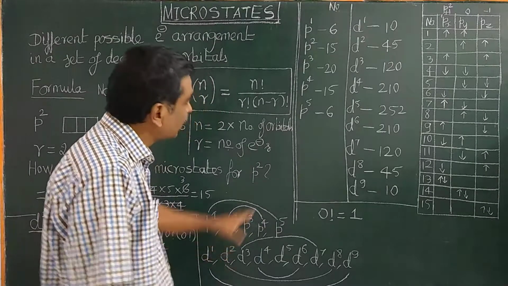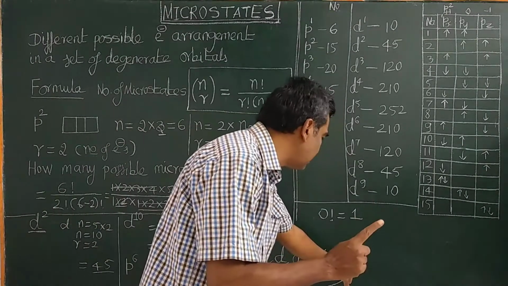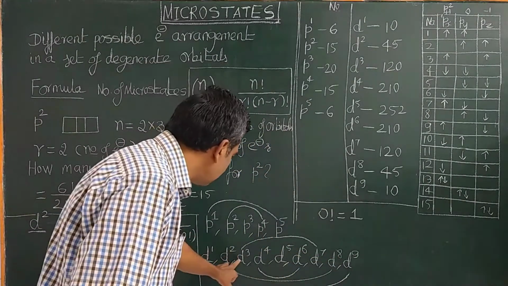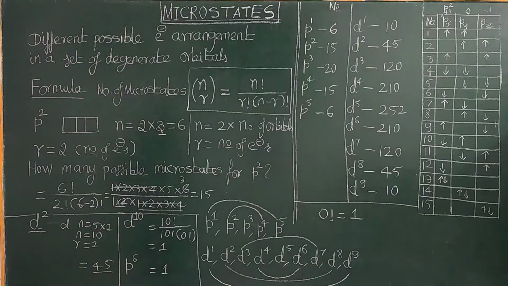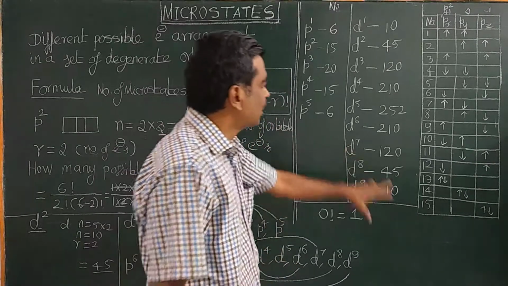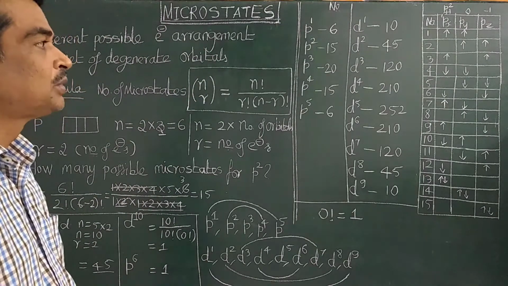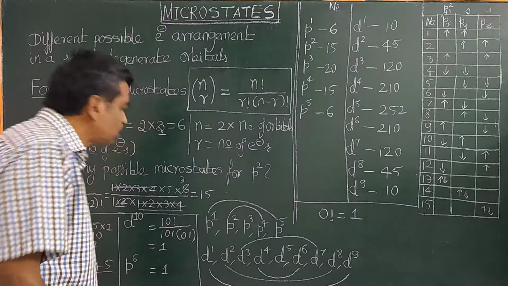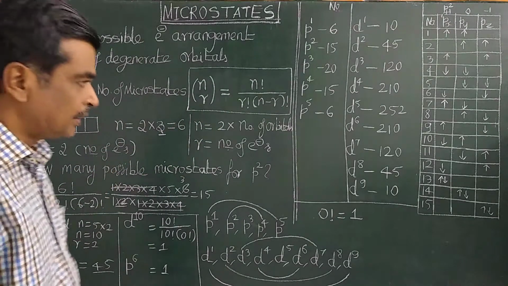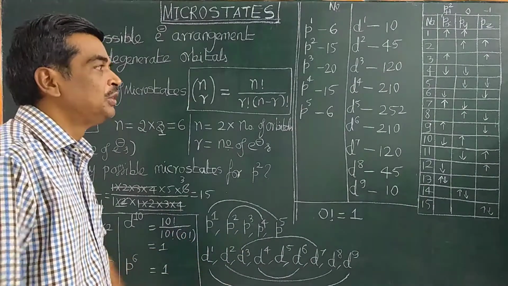P2 and P4 are similar. D1 has 1 electron and D9 has 1 hole, and likewise D2 and D8 have 2 electrons and 2 holes. Similarly, D3 and D7 are related by holes and electrons, and likewise D4 and D6. This is very, very important. They will ask many questions in competitive examinations. So please understand what microstates are and what formula is used to calculate them, and if you understand the basics, you will be able to answer any question asked in your competitive examination.